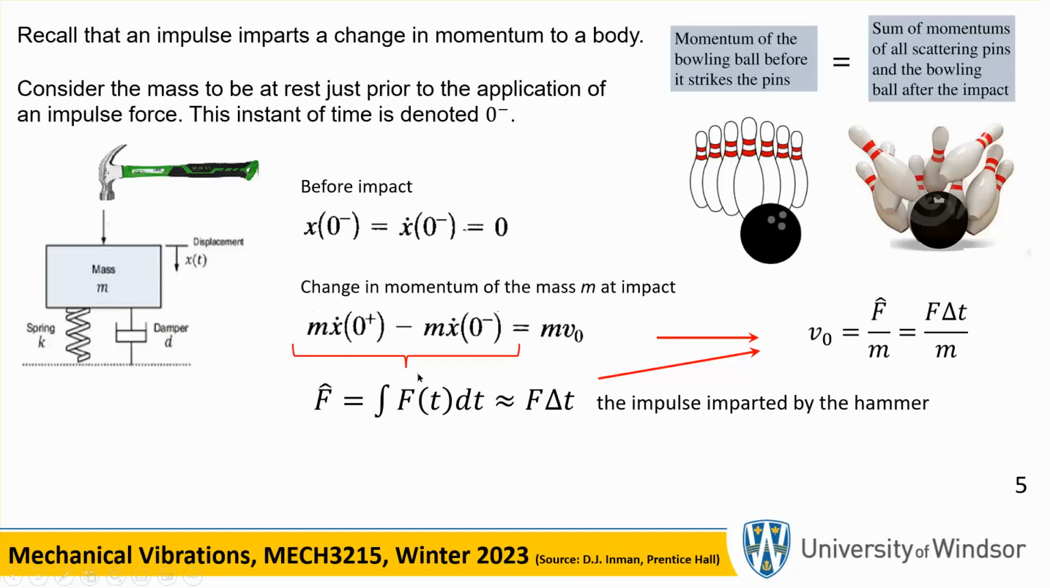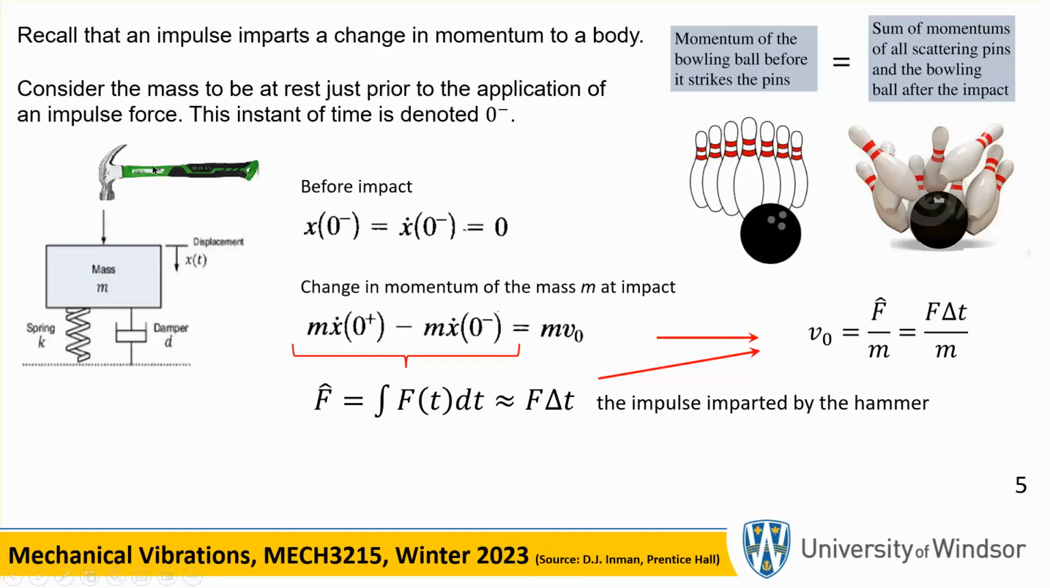Out of this expression, you get V naught equal to F hat, the impulse, whatever the value is. It has a unit of Newton second. You see that? Newton second divided by the mass. Okay, so think about it.